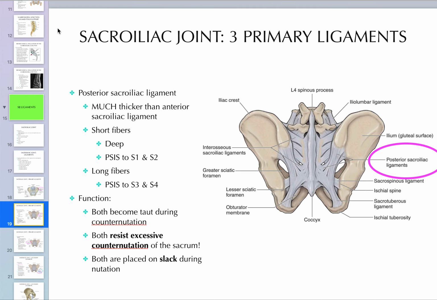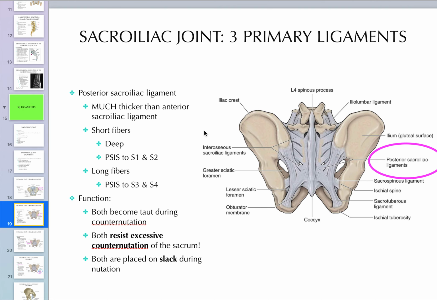So the function. Both ligaments, the deep and the long fibers, become taut during counter-nutation of the sacrum. We're going to go over the motions of the sacrum, but for now you need to know that it becomes taut with counter-nutation. Both fibers will resist excessive counter-nutation of the sacrum. Once again, very, very important to know. And we'll go over the motions in a few slides once we do biomechanics. So counter-nutation is resisted by the posterior sacroiliac ligament.